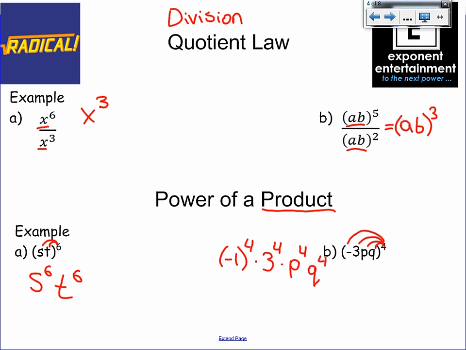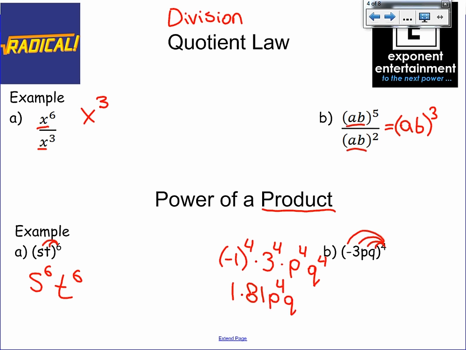We don't leave our answer like that because we want to evaluate it. So the -1 to the power of 4, if you do that in your calculator, make sure you use brackets because you want -1 to be the base. If you don't put brackets in your calculator, it won't work for you. When you put -1 to the power of 4, you realize that it's just +1. 3 to the power of 4 is 81. And the P to the power of 4 and the Q to the power of 4 stay the same.